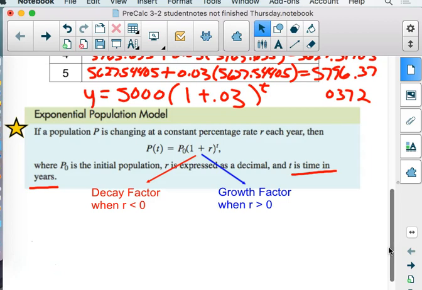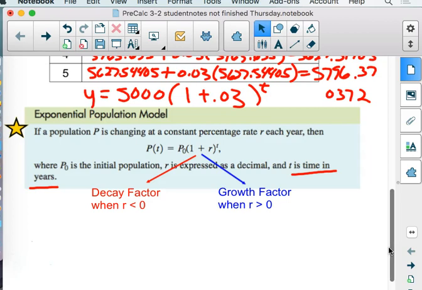Now, this could be used for decay. In Algebra 2, we actually had a separate formula for decay. The only change in that formula was that there was a minus in here instead of a plus. So keep in mind that this can be used for decay. We'll just think of it as a negative when we're looking at all of this and put in a negative r instead of a positive r.